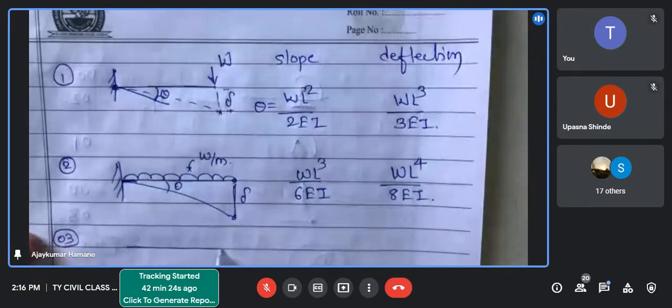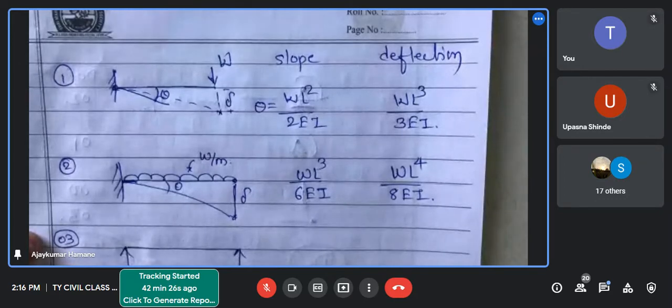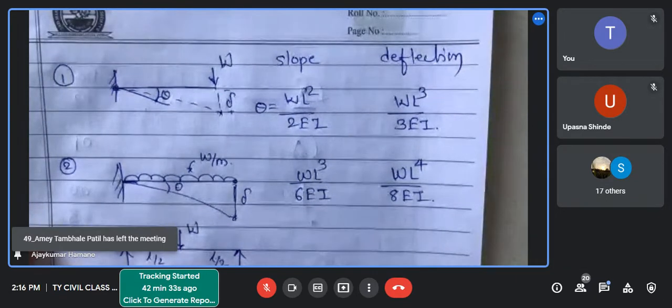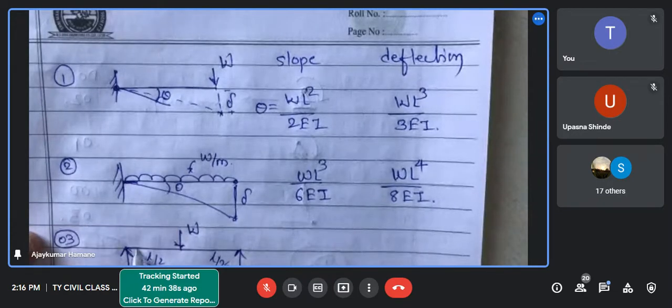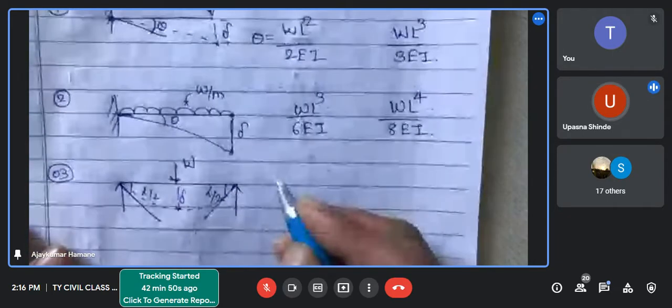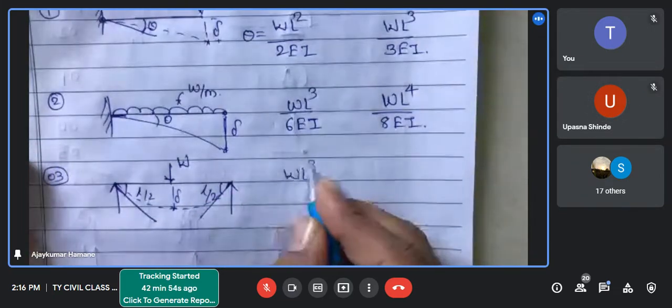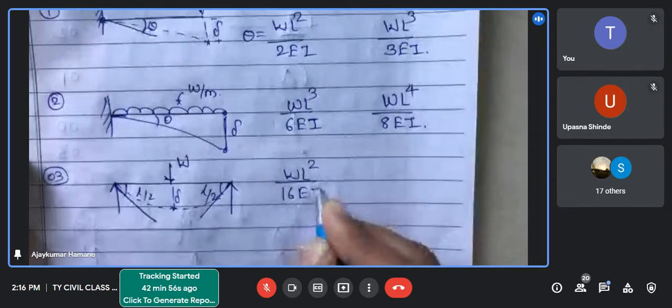If there is a simply supported beam and a point load W at midspan, L by 2, L by 2, the beam will deflect like this, and we have the slope at the end, correct? And we have deflection at midspan. What is the slope at the end due to the center load? WL square upon 16EI.